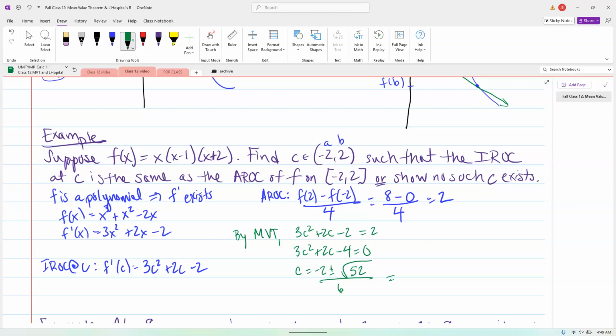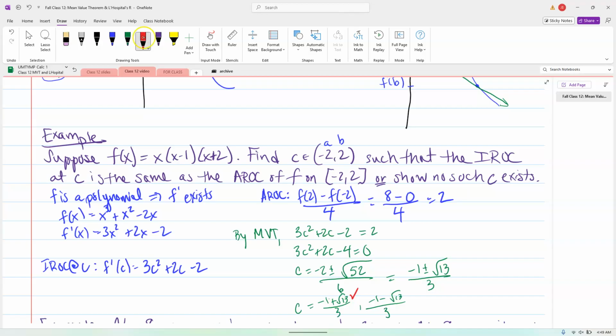And then simplifying, I can take out a 2 out of everything. So I have negative 1 plus or minus square root of 13 over 6. And so then c is equal to negative 1 plus square root of 13 over 6, and also negative 1 minus square root of 13 all over 6. And I know that this first one is definitely going to be in the interval. This one I would need to check, right? I'm a little nervous that this value would not be, oops, that should be, my bad, I made an error. That should be a 3 in the denominator on these.